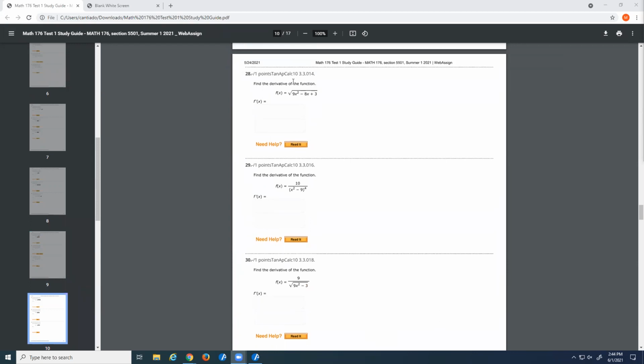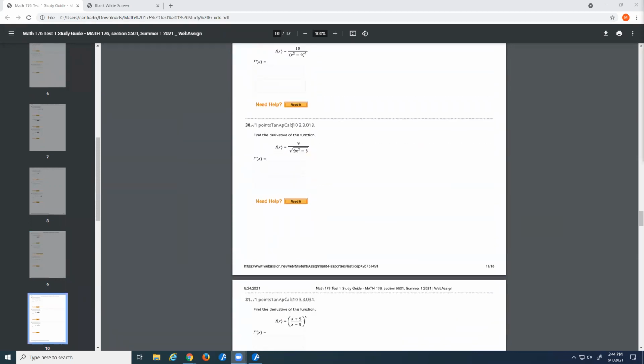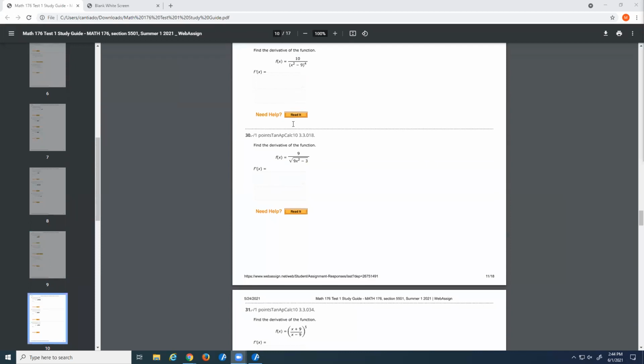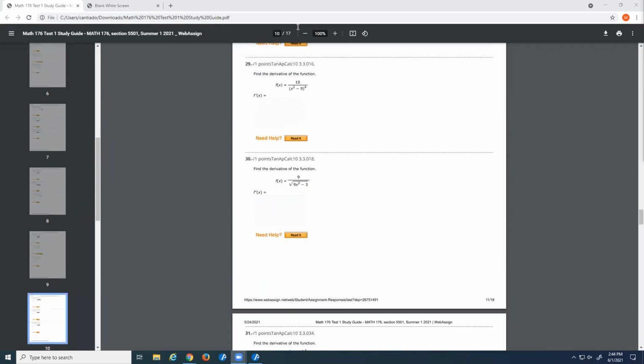All right, let's see. I'm going to go ahead and skip over 28, and we can look at number 29 and 30. All right. So for number 29, finding the derivative again, and we have 10 over x squared minus 9 to the fourth power. And there's actually a couple different ways to go about this one.